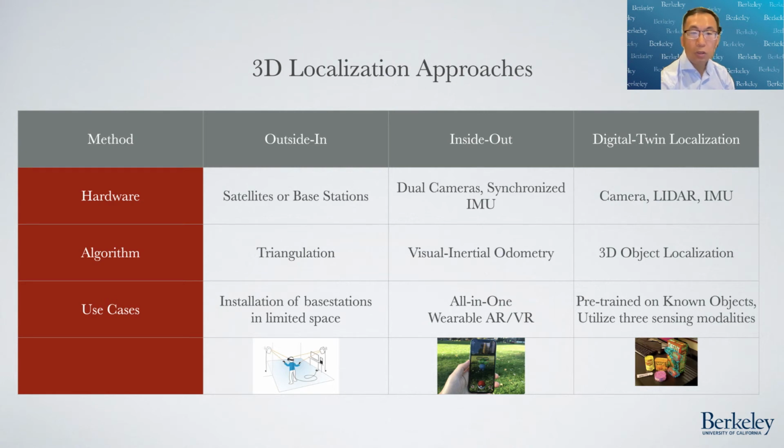The third approach, a recent approach, is called digital twin localization. Here, we can use camera, IMU, and LiDAR measurements, but its assumption is different. Digital twin localization assumes our training algorithm can be learned based on a set of known objects and their digital CAD models.